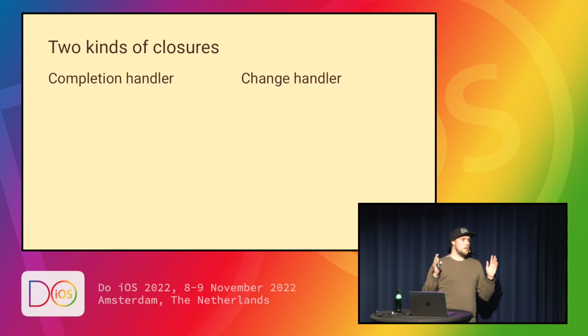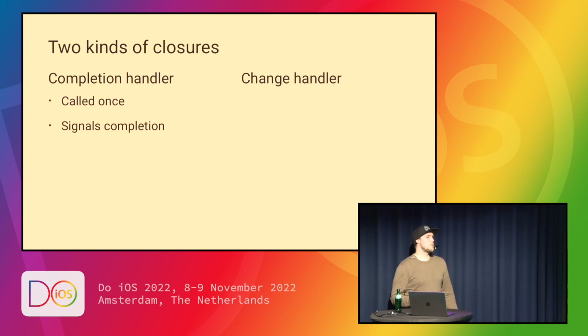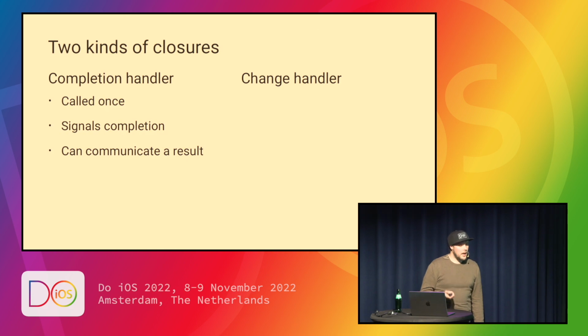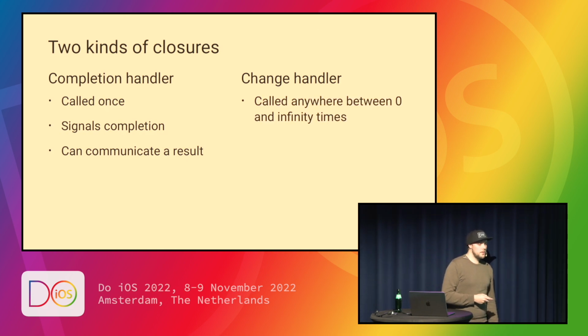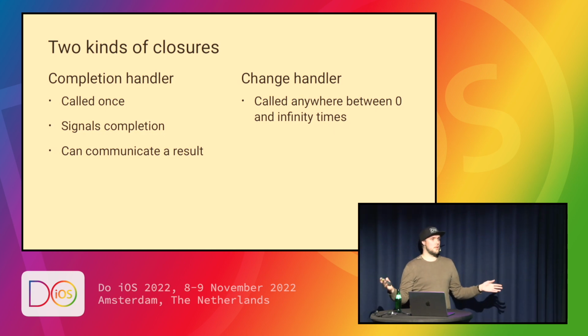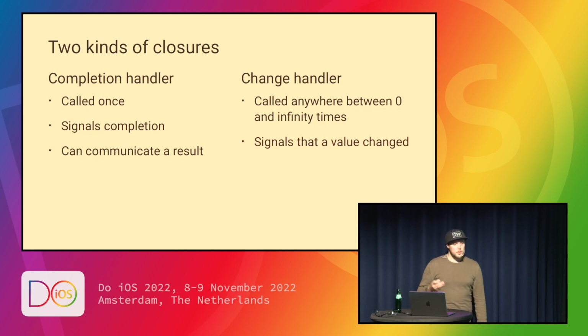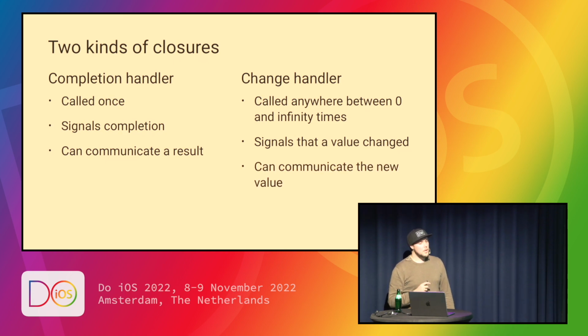So let's put these two kinds of closures side by side. One is a completion handler. It's called once. It signals completion of some kind. It can communicate a result. If we look at the change handler, that is called anywhere between 0 and infinity times, depending on how often the property that we're observing changes. It signals that something changed or a value was changed or new data was obtained. And it can communicate this new value back to us.